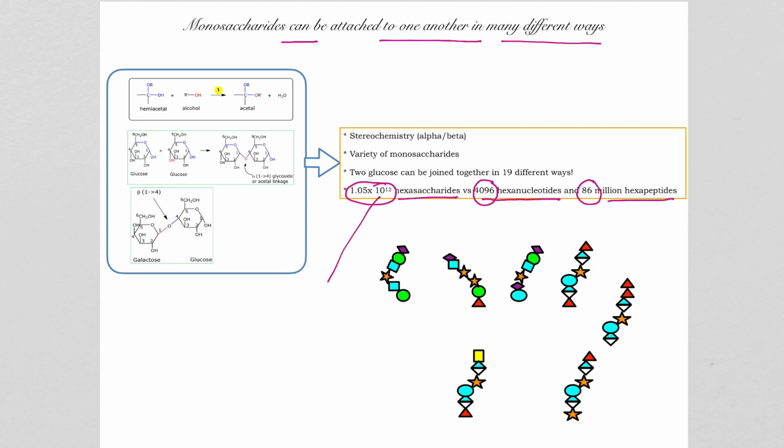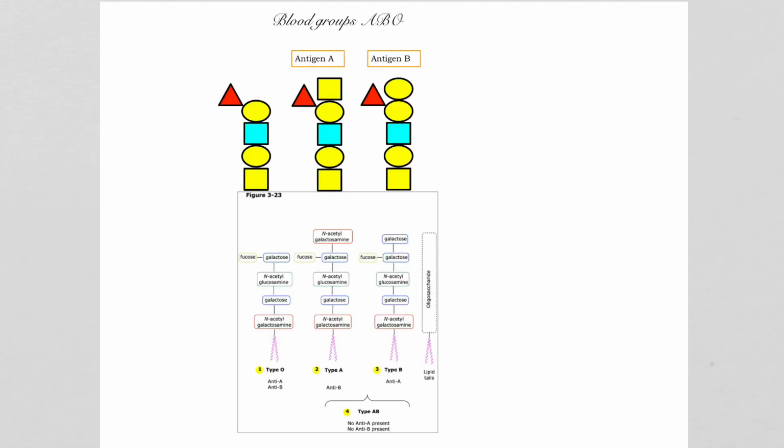Clearly, billions of ways means billions of shapes, and in biology, shape is also identification. So one example of carbohydrates for identification is the surface markers present on red blood cells. These oligosaccharides on red blood cells give you the ABO groups.